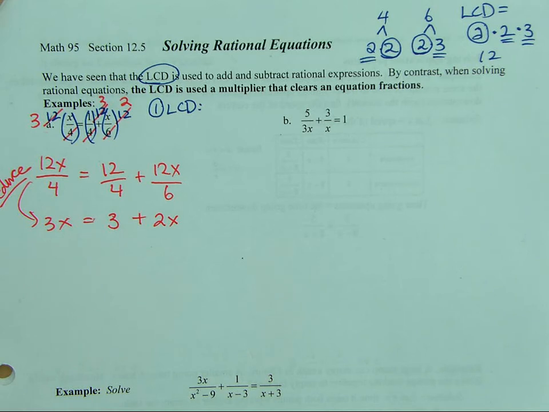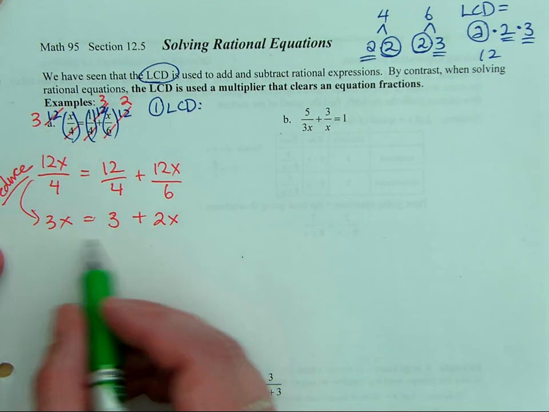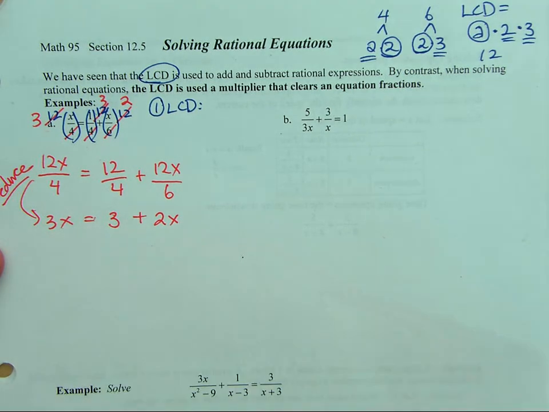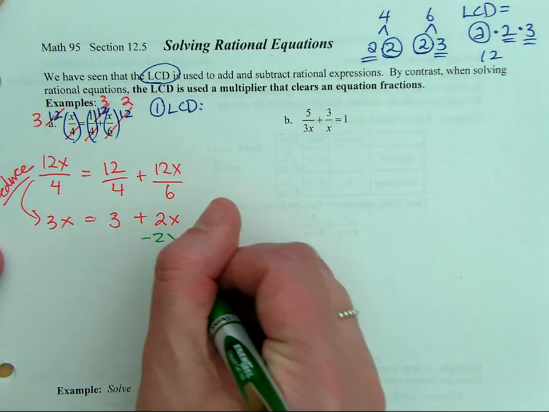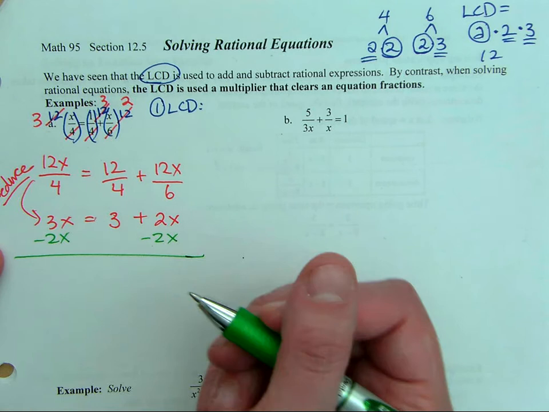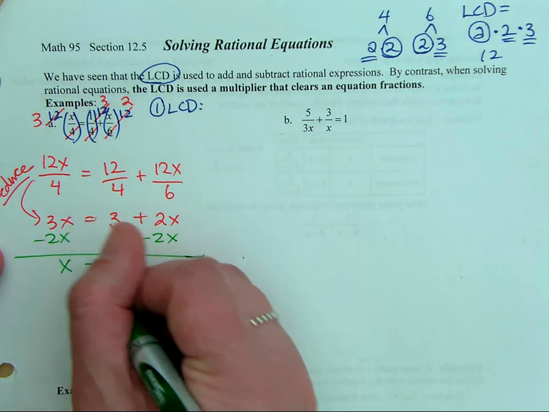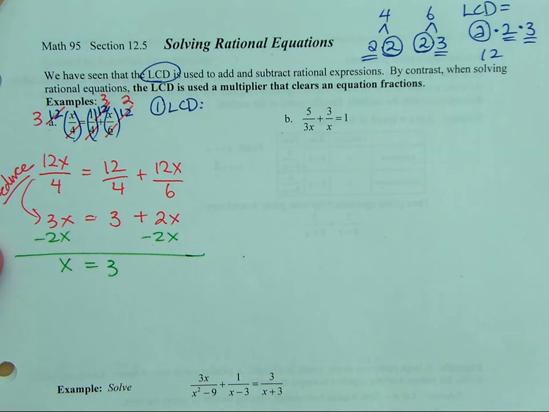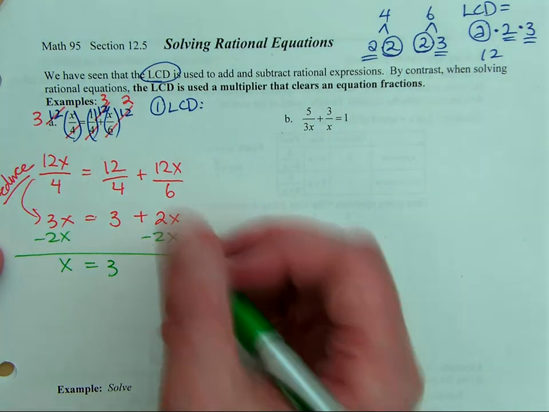So what would you do to solve for x now? I have 3x over here and I have 2x over here. How can I get all the x's onto one side? So if I subtract 2x, I get 3x minus 2x is how many x's? x equals 3.